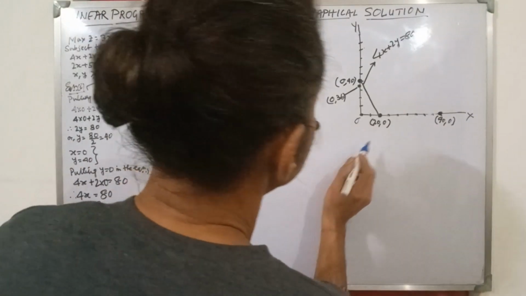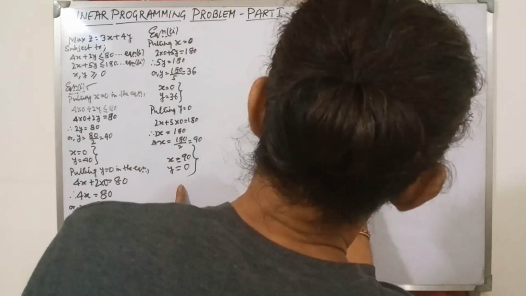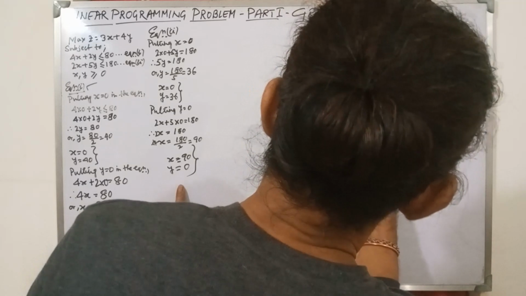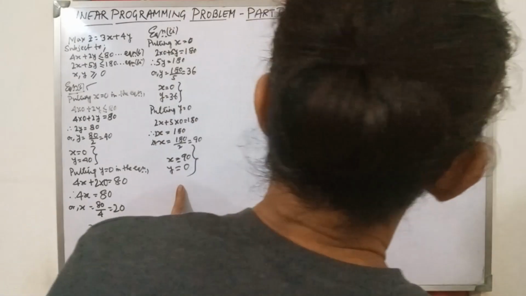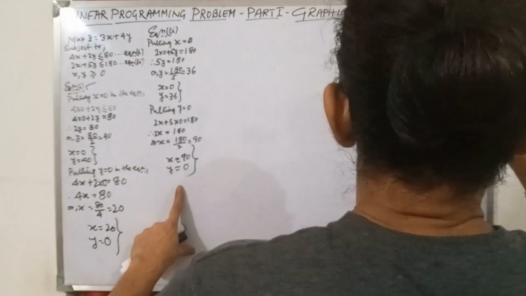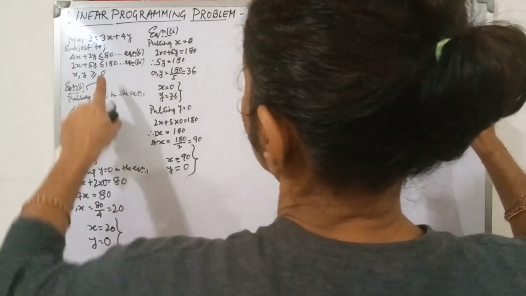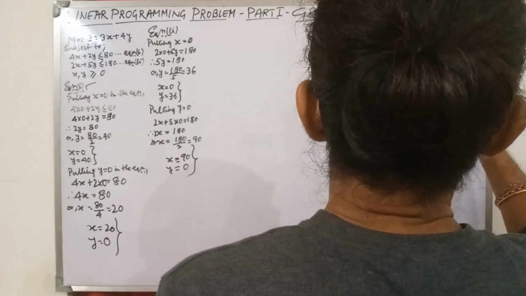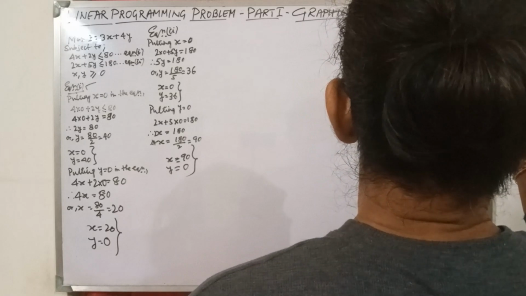So we shall join these points by a straight line. Like this. So equation of this straight line is 2x plus 5y is equal to 180.